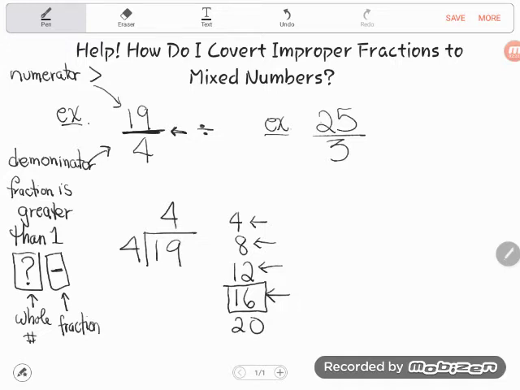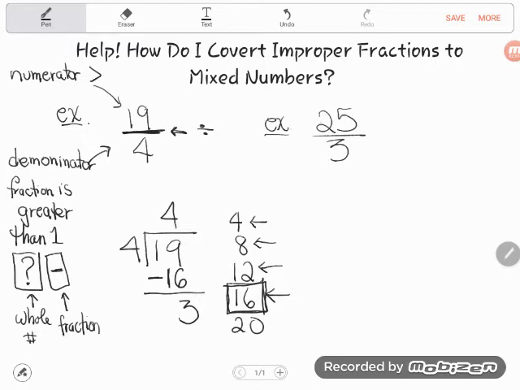But that being said, I didn't use up the whole 19, did I? 4 4s is only 16. Let's take out the 16 we used up. Using 4 4s is using 16, so I'm going to take that out. So 19 minus 16 leaves me with 3, a remainder of 3. There's 3 things left over.